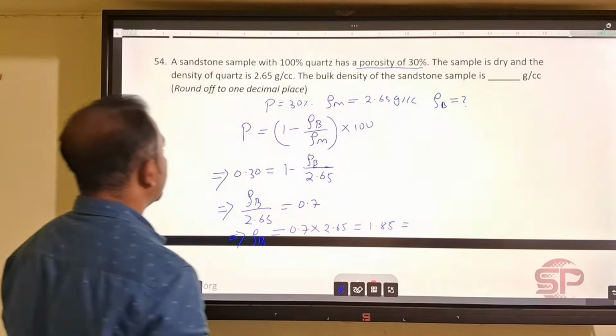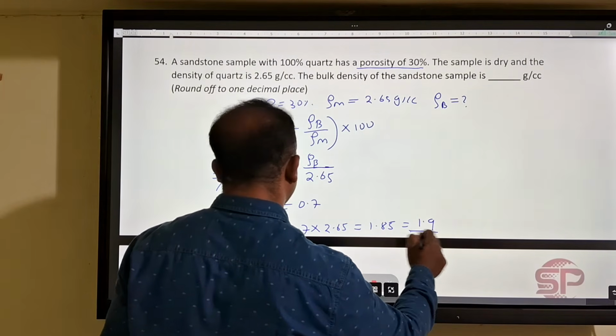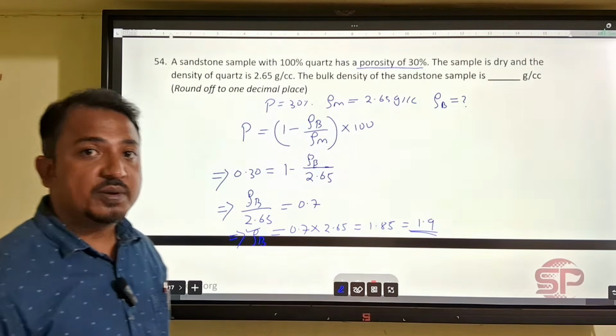1.85. So we have to round up to 1 decimal. After it there is 5, so it will be 1.9. So the bulk density of the sandstone will be 1.9.